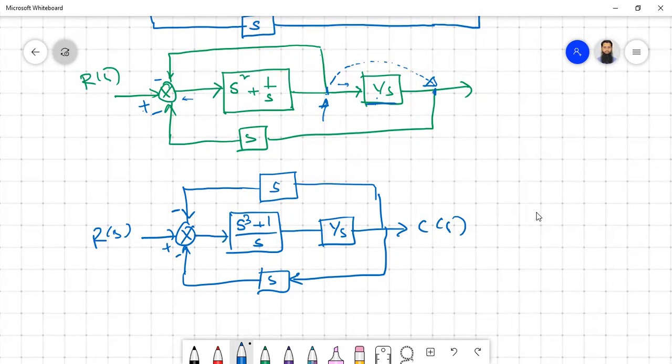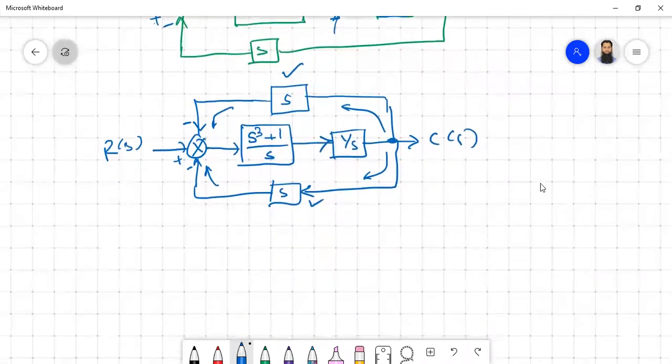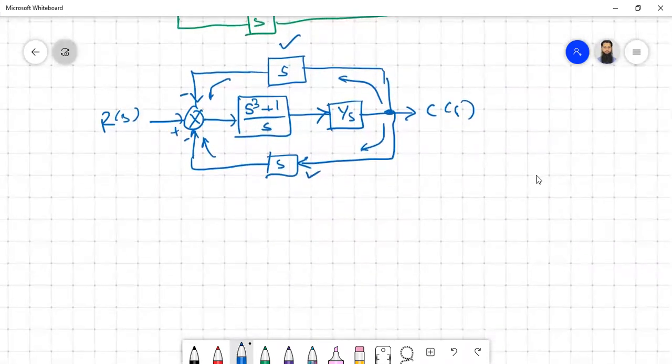Now what you can see here is that this is the starting point of this path as well as this path, and they're going to the same summing junction. So basically this top path and the bottom path are parallel to each other. If they're parallel, what can we do? We can simply add them together. Also, don't forget that these two are in cascade now, so they can also be multiplied together. So two things we're doing: adding this one and this one because they are parallel, and multiplying these two because they're in cascade form. So what we get here is S cube plus 1 by S square.